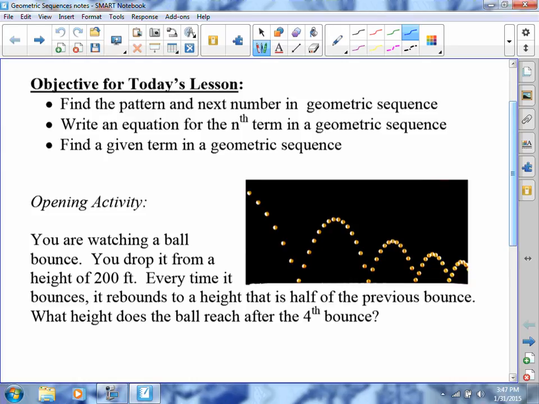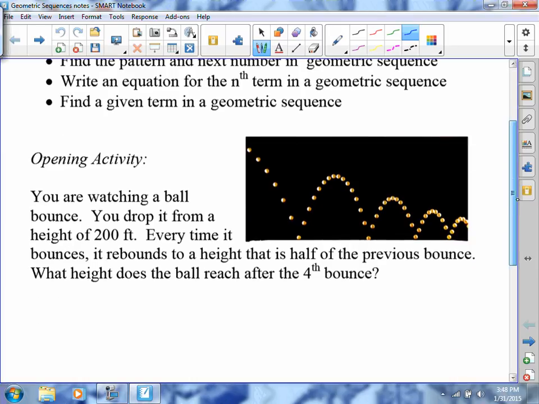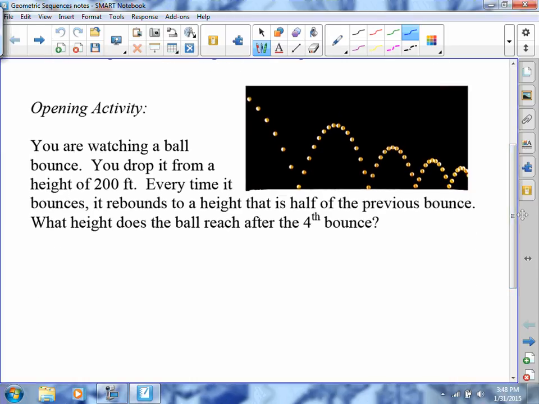Now, if you look at this opening activity, you're watching a ball bounce in this picture. You can see the path that the ball takes as it's bouncing. You drop the ball from a height of 200 feet, so this is 200 feet up here. Every time it bounces, it rebounds to a height that's half of the previous bounce. What height does the ball reach after the fourth bounce?